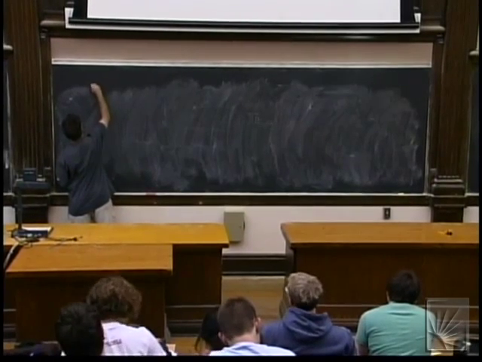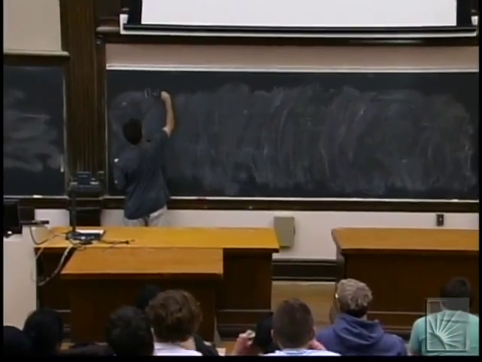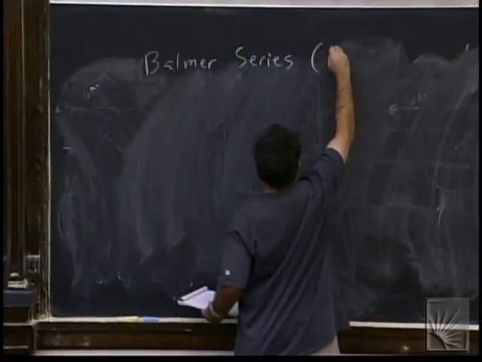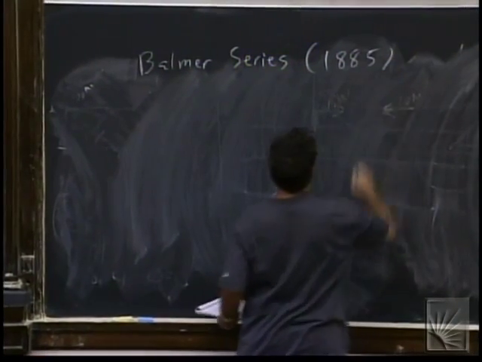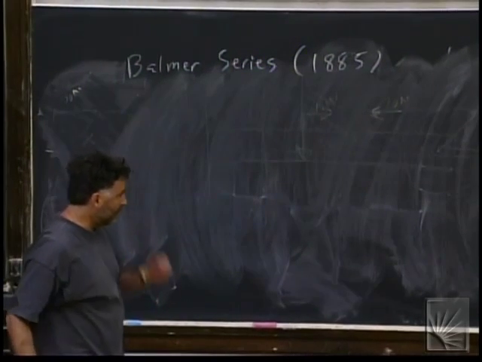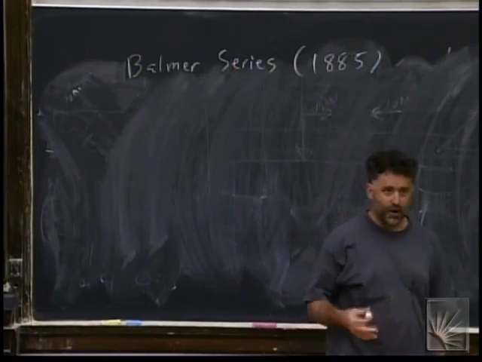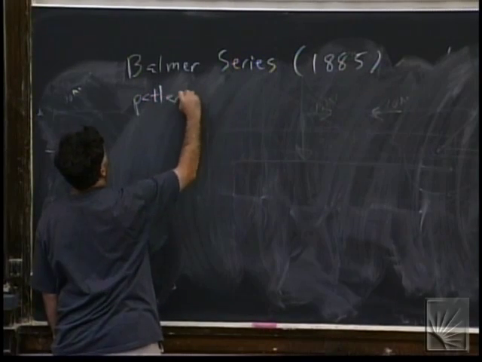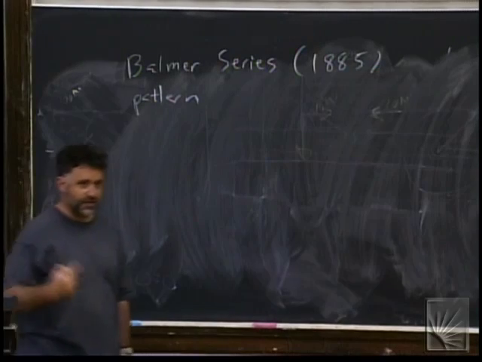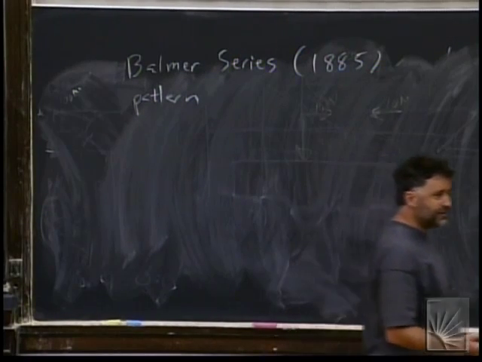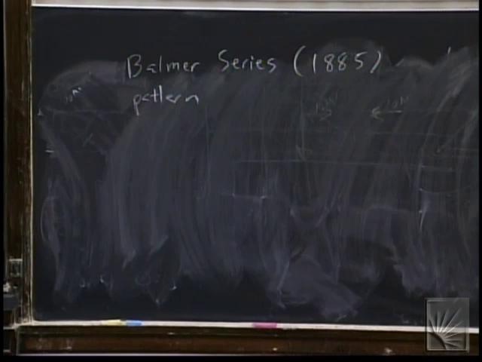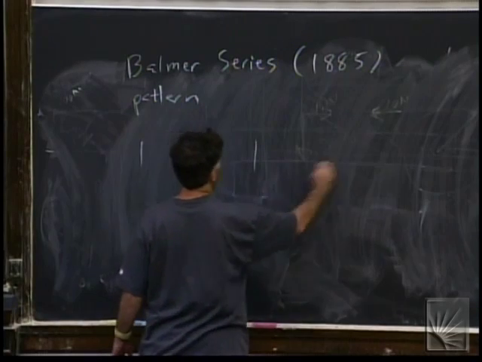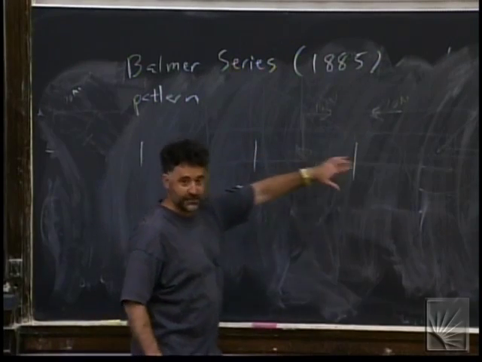I want to draw your attention to the Balmer series. In about 1885, Johannes Balmer noticed a pattern in visible light, which was basically what he was looking at, the hydrogen spectrum. So you heat hydrogen gas, and he saw some sort of pattern. He saw various lines, okay?